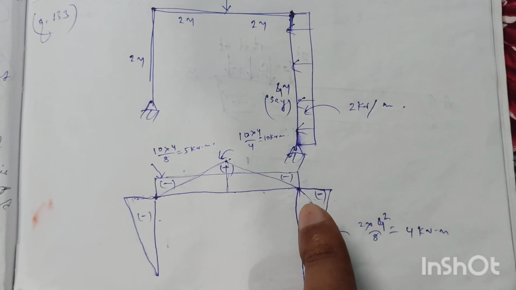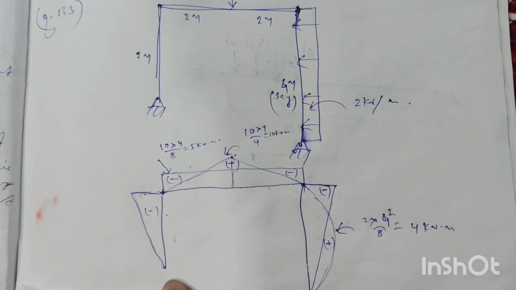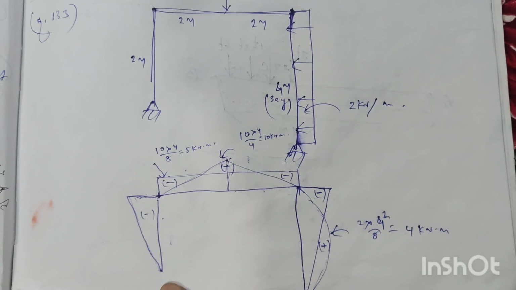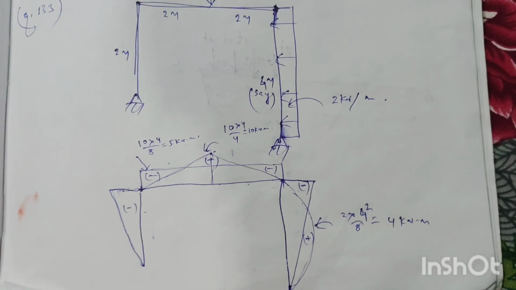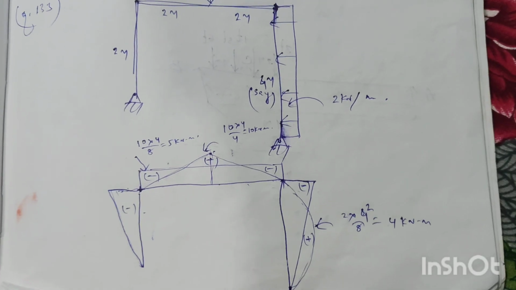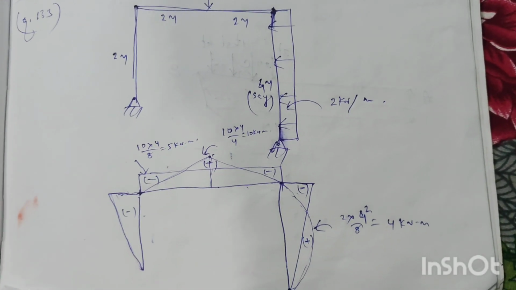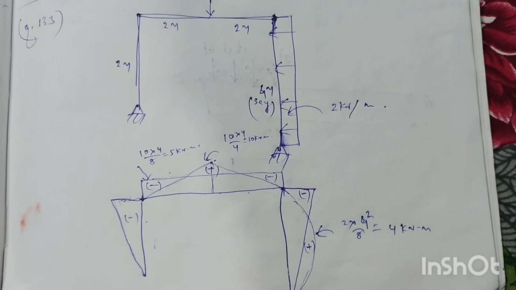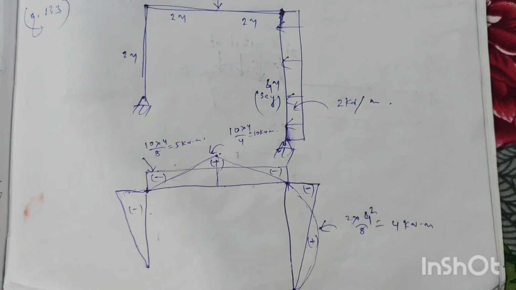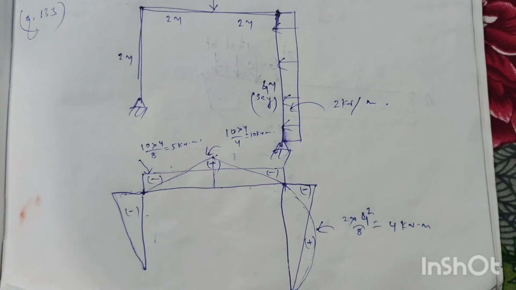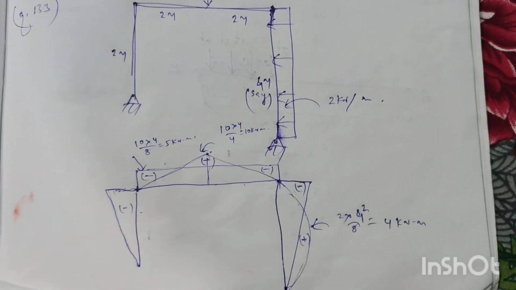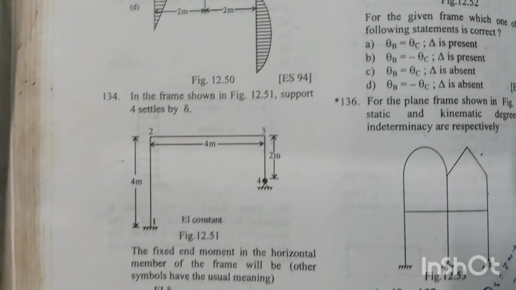And the other fixed end moment due to horizontal loading, horizontal reaction, are negative. And the superimposed or combined bending moment diagram is the actual bending moment diagram of the portal frame. Okay, so by this shortcut we can choose the right bending moment diagram for this frame, and option C is the right answer for question number 134.